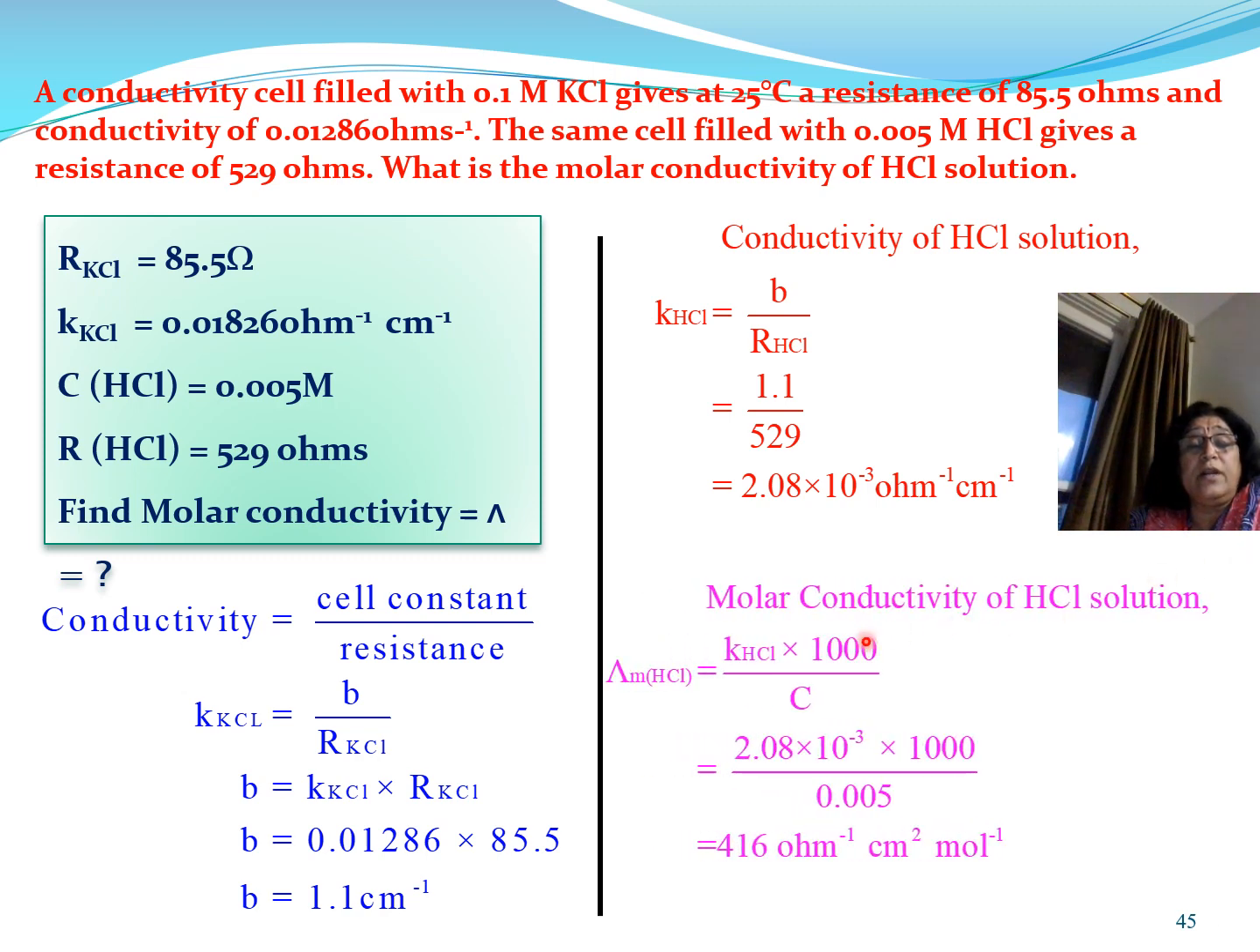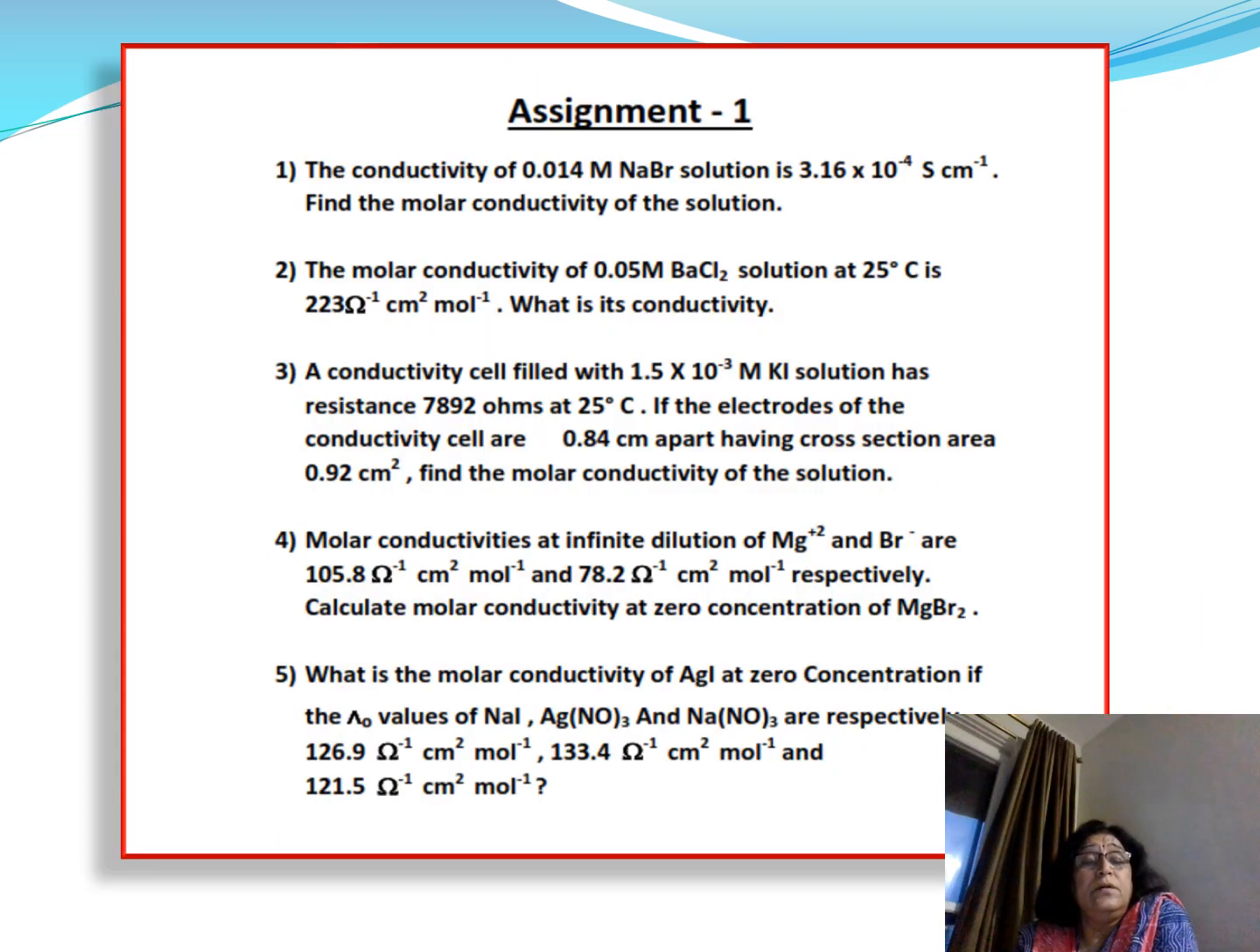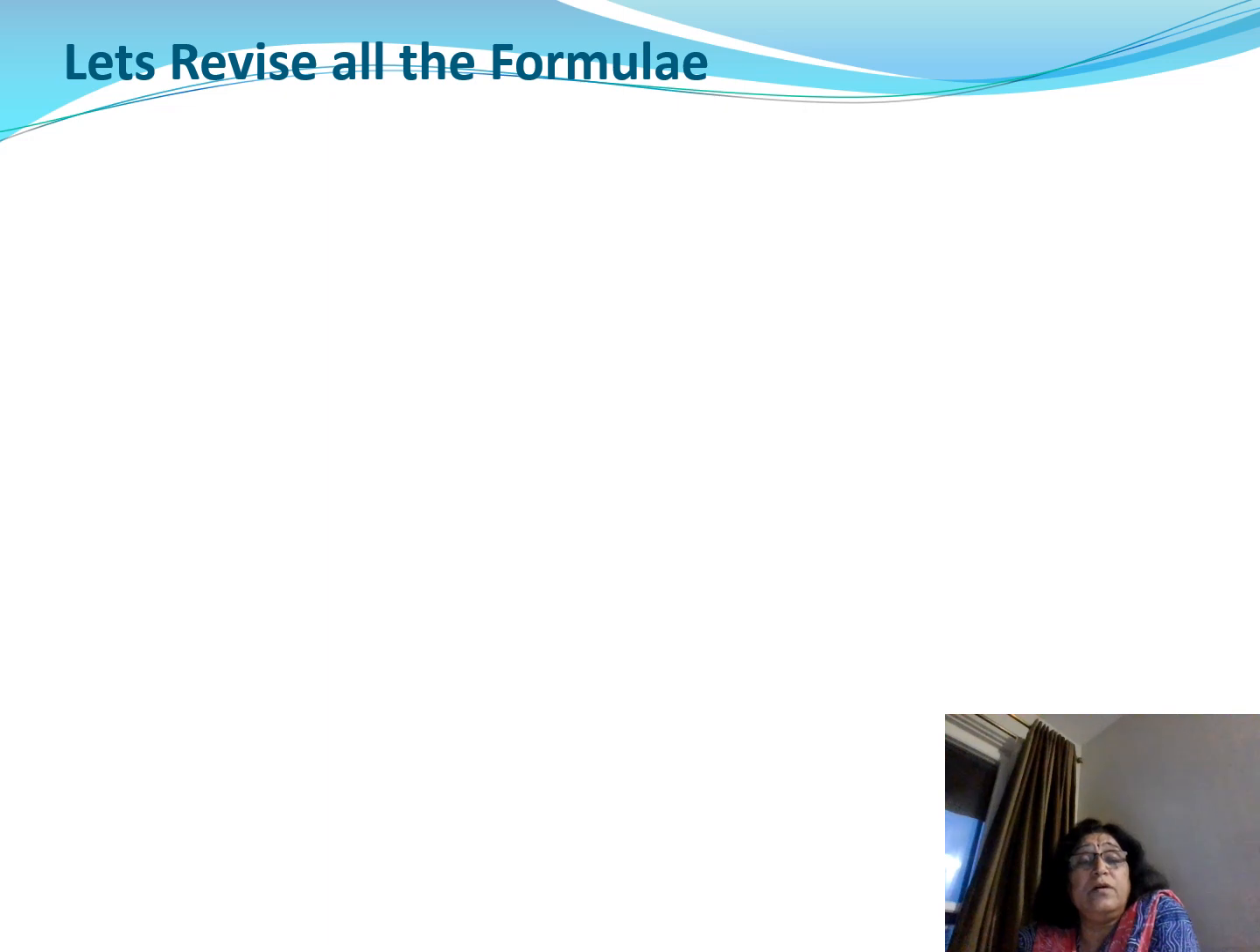Okay. So molar conductivity is what? K into 1000 by C. So K is calculated, into 1000 upon C, 0.005 M. So that is 416 ohm inverse centimeter square per mole. Clear? So these are some of the questions which you can solve as homework. Now let us revise all the formulas.